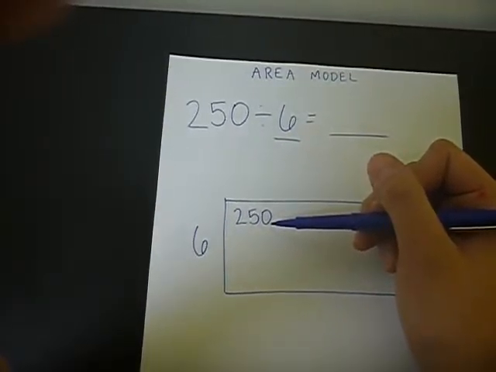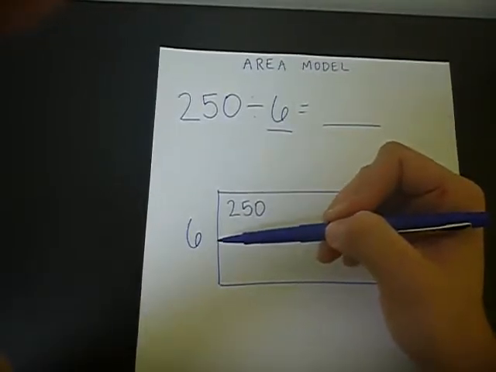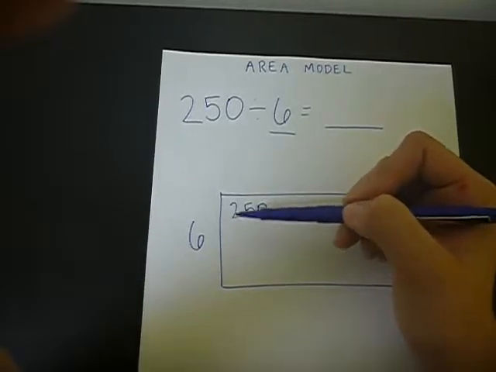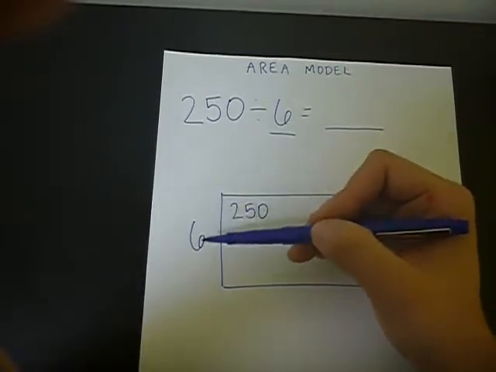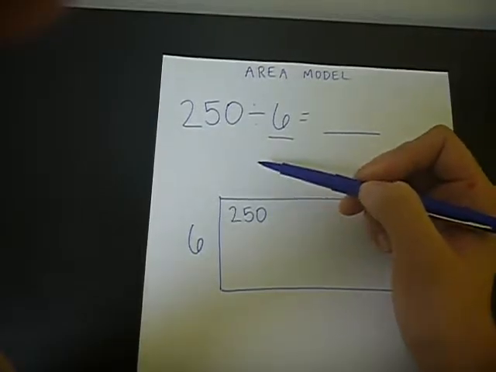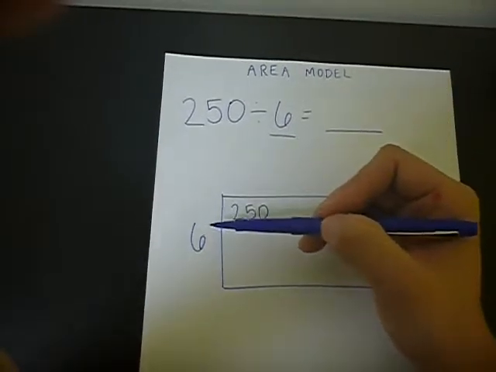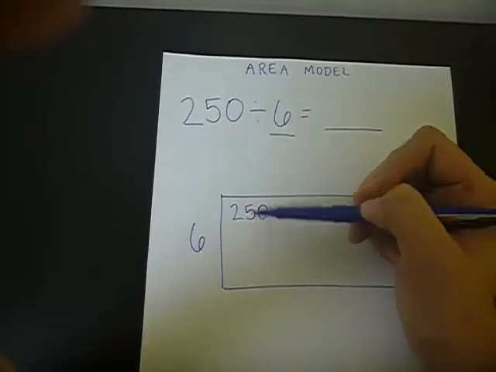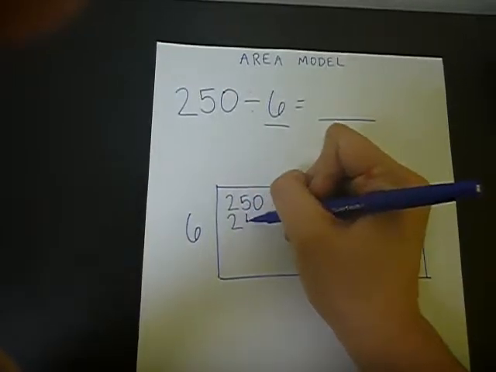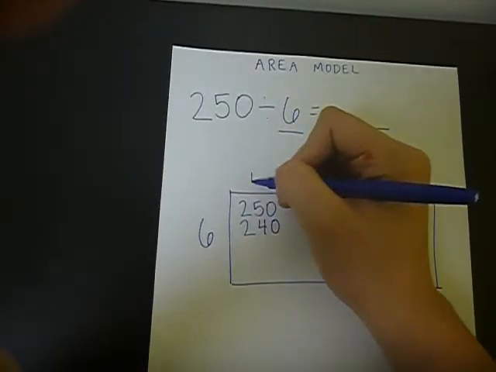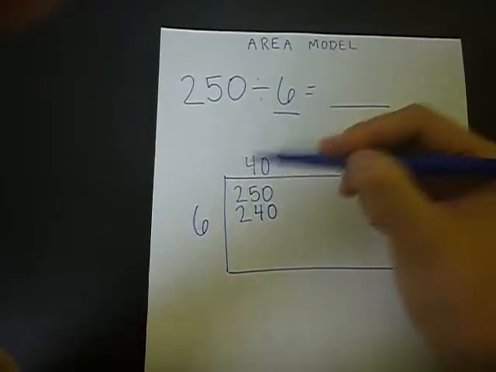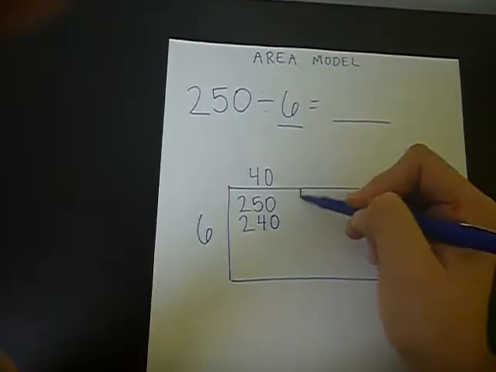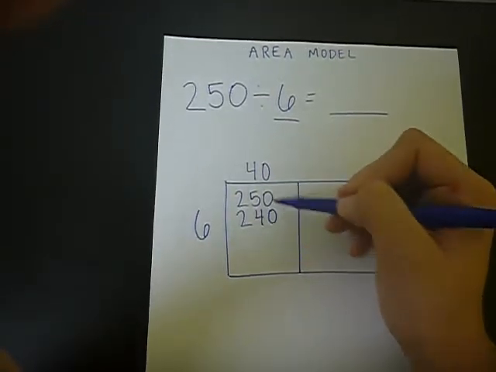Well, as a strong mathematician, I know my basic fact of 6 times 4 equals 24. That's going to help me. If I multiply 4 by 6, I will get to 24. If I multiply 4 tens by 6, I will get to 240, which can help me to determine more of the area. I'm going to put 240, and I'm going to put 40 at the top. This is the length and the width of this specific rectangle. The area is 240.